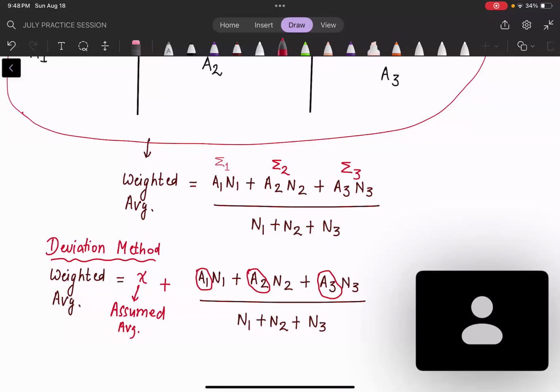A1, A2, and A3, these 3 values, their deviation you have to write. So deviation of A1, deviation of A2, deviation of A3. So you will not write A1, A2, A3 now. You will write deviation of A1, A2, A3. And deviation is what? X minus A1, X minus A2, X minus A3. Okay, sorry, I said opposite. A1 minus X, A2 minus X, A3 minus X. So this is how the deviation will be applied. All right. So until now, please confirm, is it clear?